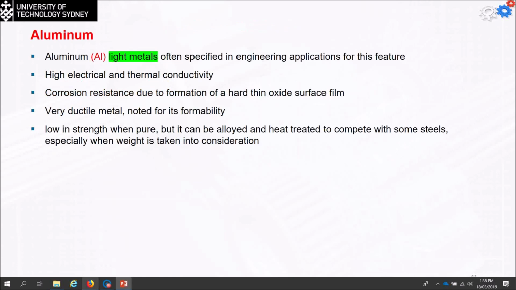It also has very high electrical and thermal conductivity. Its corrosion resistance is due to the formation of a hard, thin oxide surface film. It's a very ductile metal and noted for its formability. It's low in strength when pure, but it can be alloyed and heat treated to compete with some steels, especially when weight is taken into consideration.